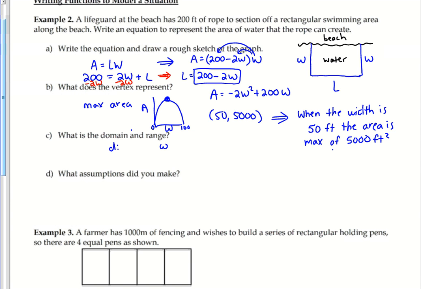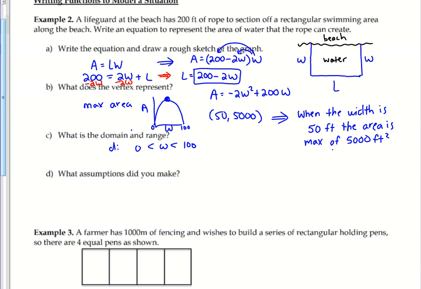Between 0 and 100. Now my question for you is, can it be equal to 0 or 100? Can the width be equal to 0? No. Can it be equal to 100? If this was 100 and this was 100, what would be your length? 0. So that's not possible.